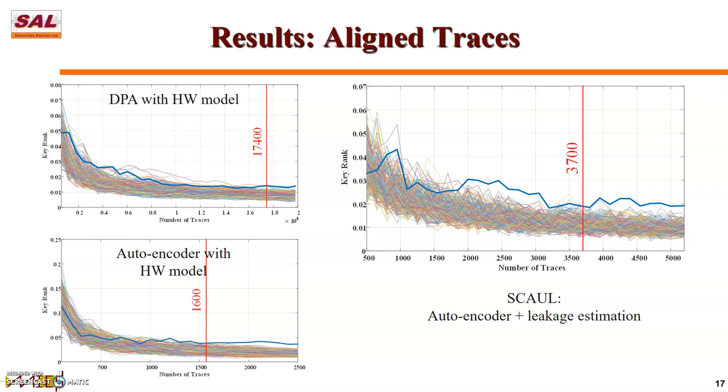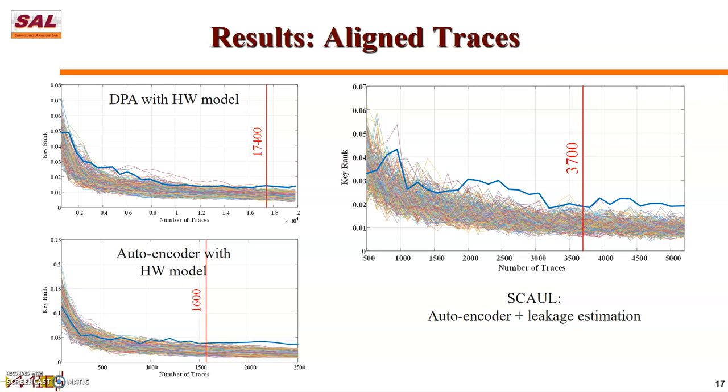As shown in the bottom left figure, when we replace the raw power traces in the DPA attack with the autoencoder features, we can recover the secret key with only 1,600 measurements. This is an order of magnitude improvement in attack efficiency. This result demonstrates that not only the autoencoder extracts most information about the secret data from the measurements, but it also reduces the effect of noise.